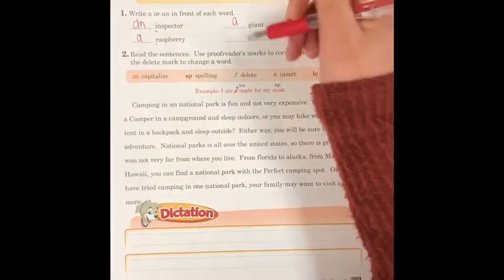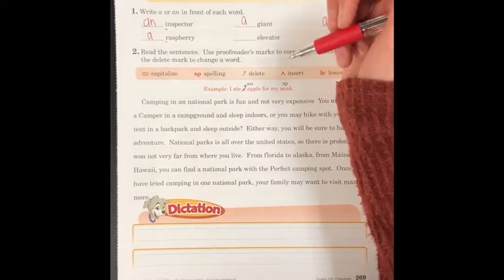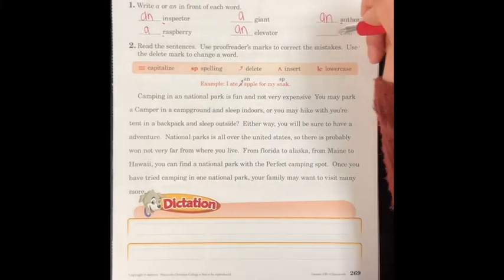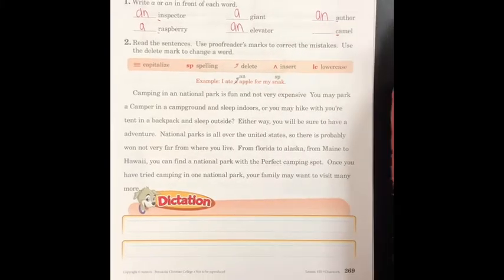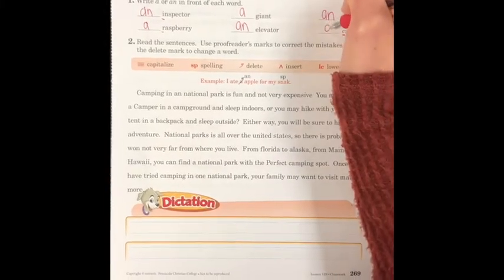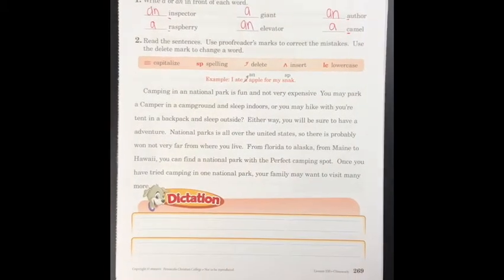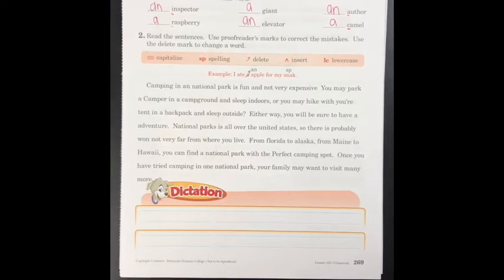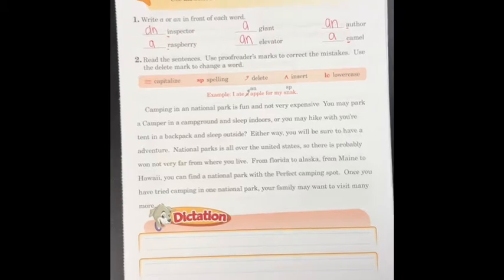Blank elevator. Look, is E a consonant or a vowel? It's a vowel, so you're going to use an elevator. And blank camel. C is a consonant, so we're going to use a camel. Got it? All right, number two, it says read the sentences, use proofreader marks to correct the mistakes.